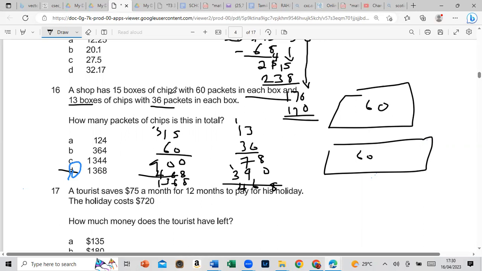So guys, if you have 15 boxes, right? And in each box you have 60. How could you find out the total that is in all 15 boxes? You would multiply 60 by 15. Why are we multiplying? Because you're trying to find out how many there are, because it says 15. So you multiply to find out how many in all.